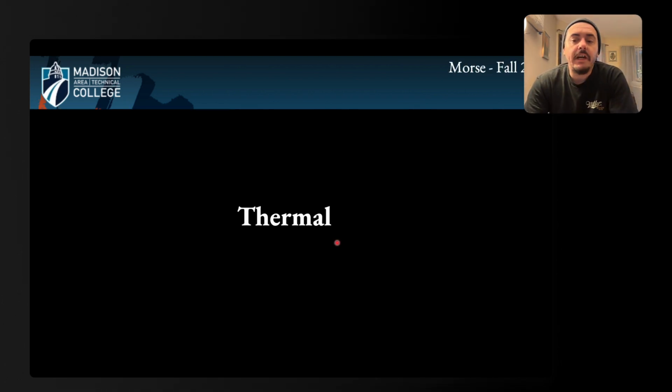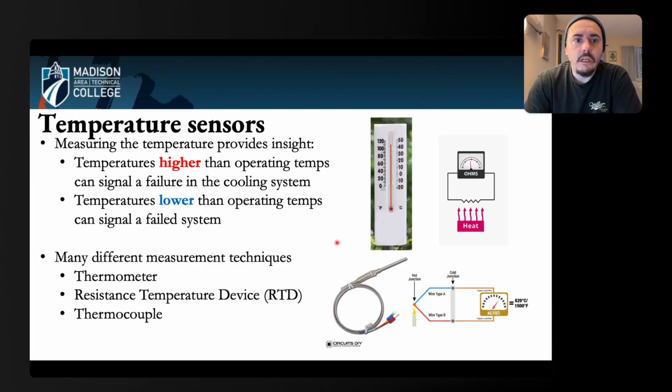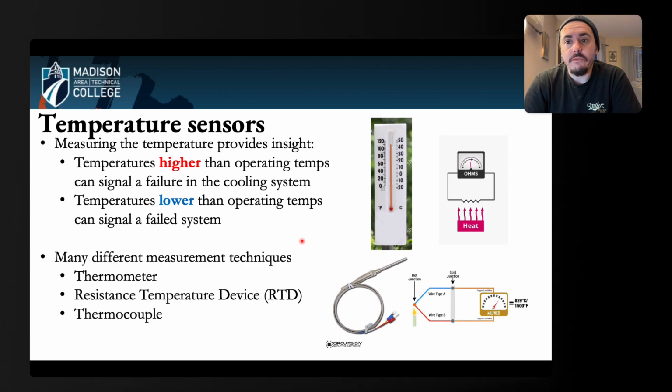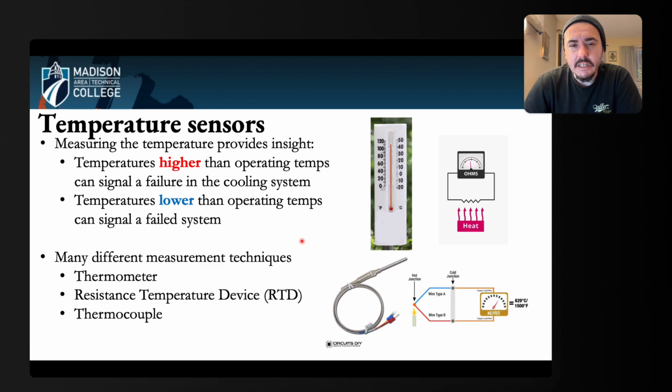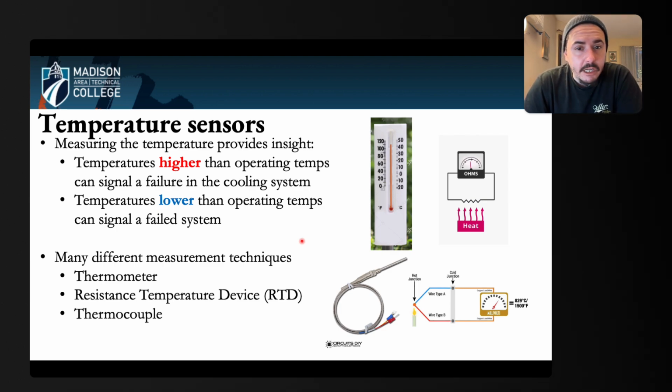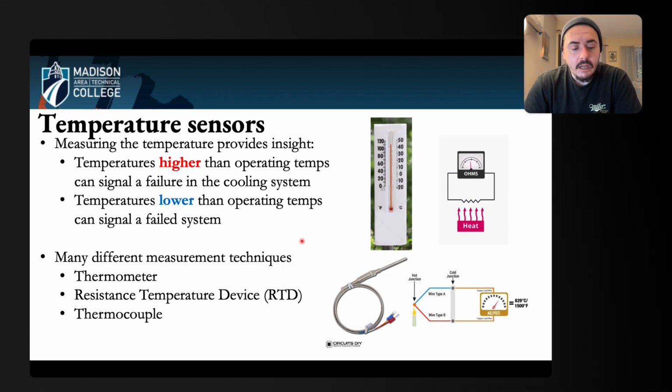Okay, so then finally we're going to look at thermal components, so the temperature of a system. Measuring the temperature of a system provides insight. If the temperature of something is very hot or hotter than it should be, this is an indication that some sort of cooling system has failed, or there's not lubrication where there needs to be, and you could be headed towards a failure. If a temperature is lower than it should be during operating temperature, this could be a sign that it still needs to heat up.